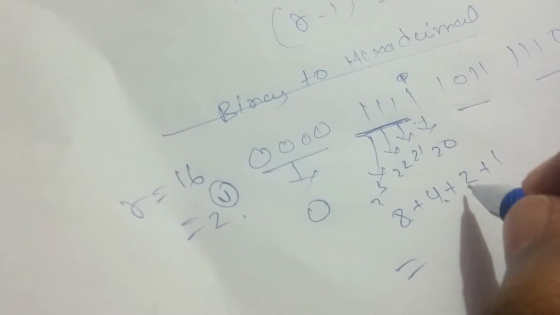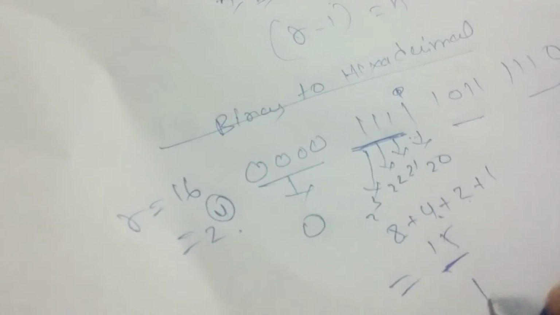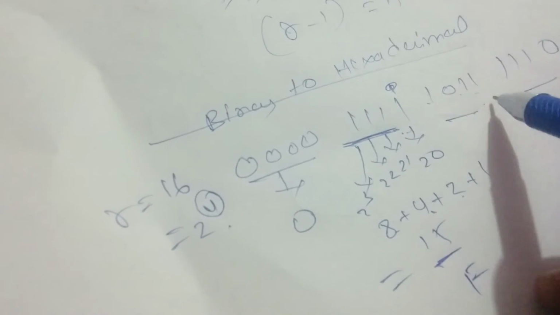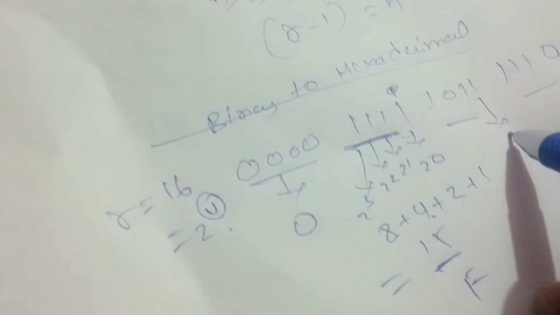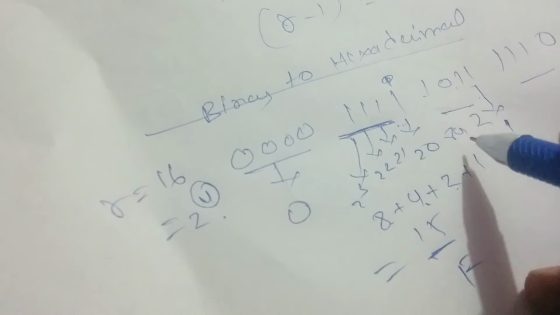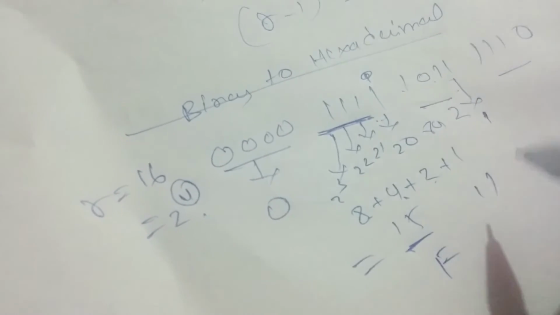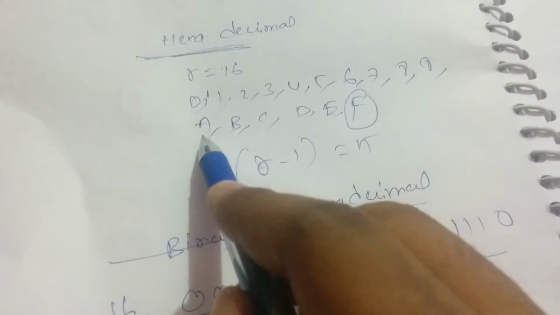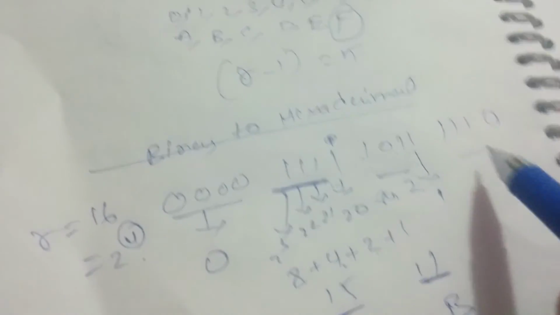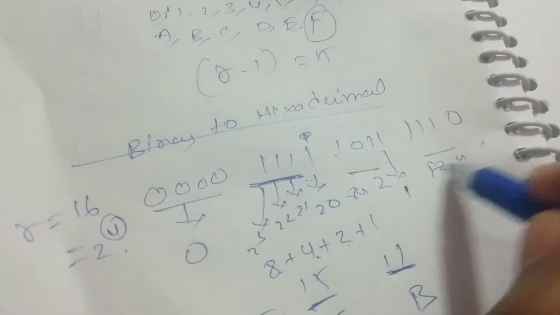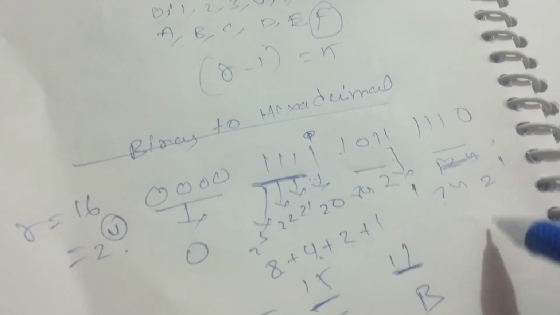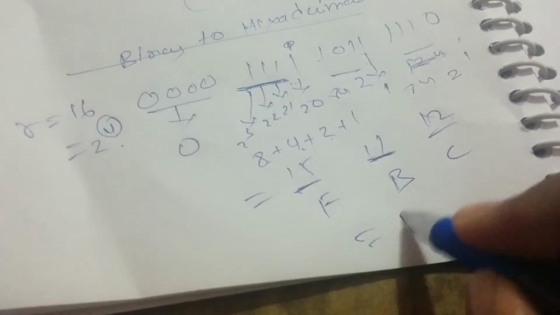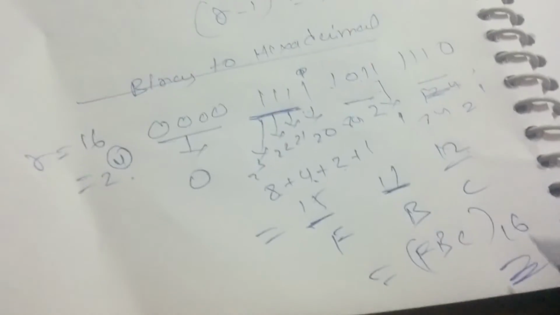That is 15, and 15 is nothing but F in hexadecimal. Next, 1011. So I'm just writing it. This is 2 power 0 as a direct decimal: 1, 2, 4, 8, which gives 11. 11 is nothing but B. We know this, right? 0 to 11, 11 is B. Then 1100: 4 plus 8 gives 12, and 12 is nothing but C, which is equal to FBC base 16.